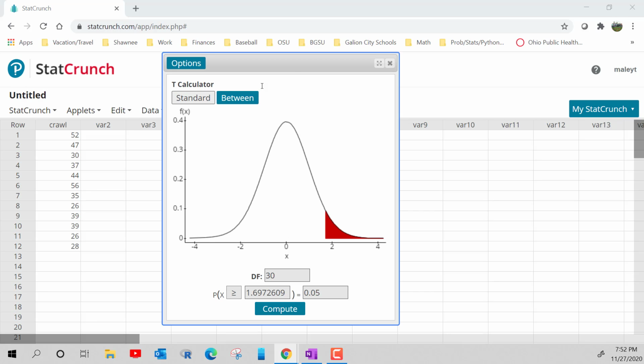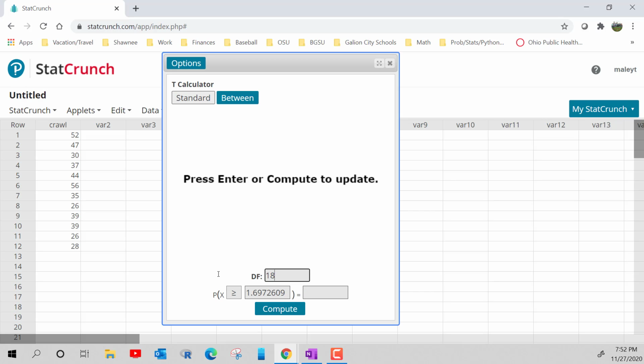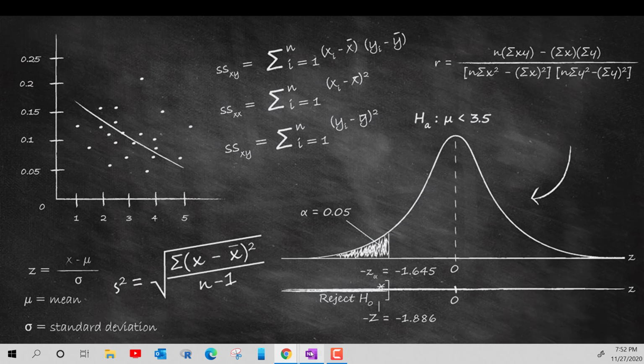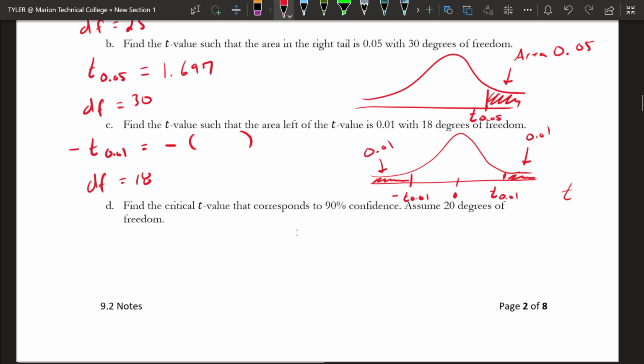Right, so I can change the degrees of freedom now to 18. I need to change this area to be 0.01. So I found that to be 2.552, right? So then this would of course be negative 2.552. Right, so that's one way to find it using symmetry.